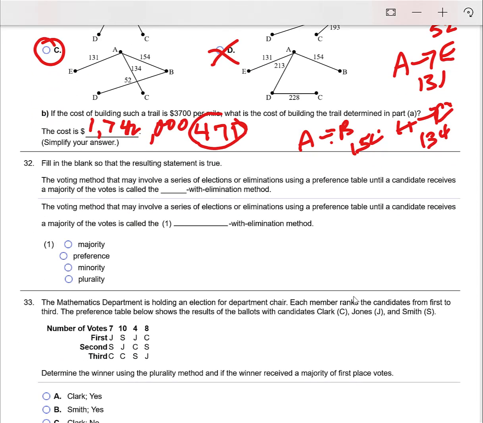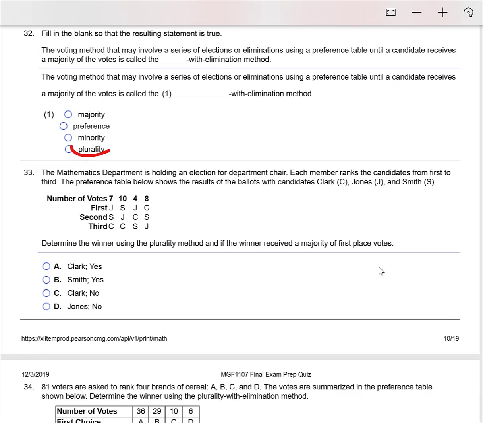The voting method that may involve a series of elections or eliminations using a preference table until a candidate receives a majority of the votes is called the plurality with elimination method. Okay, the next question says, determine the winner using plurality and if they received a majority of the votes. So we notice there's 29 votes total if I add up the number of votes at the top. 29 votes total. Jones wins because she has 11 first choice votes. That's the plurality, but not the majority. So the correct answer here is D.